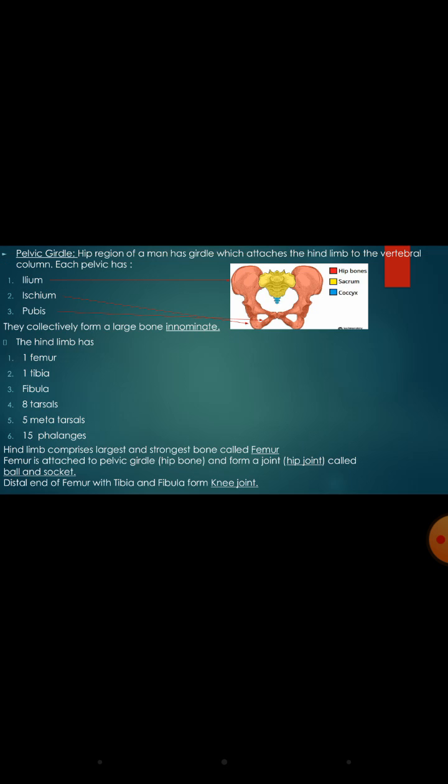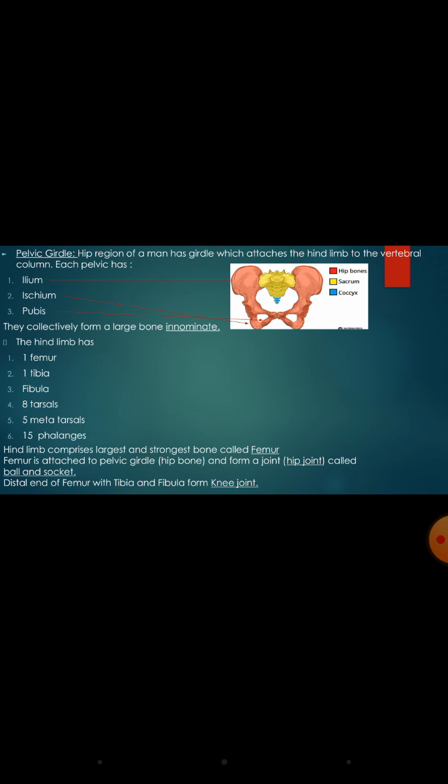Pelvic girdle. The hip region of man has a girdle which attaches the hind limb to the vertebral column. Each pelvic girdle has number 1 ilium, 2 ischium and 3 pubis. They collectively form a large bone, the innominate. The hind limb has 1 femur, 1 tibia, 1 fibula, 8 tarsals, 5 metatarsals and 14 phalanges.